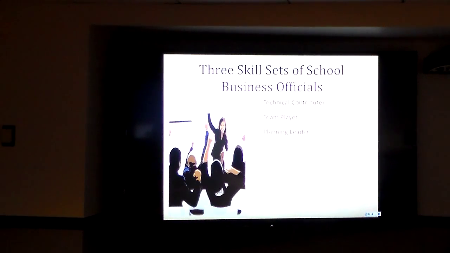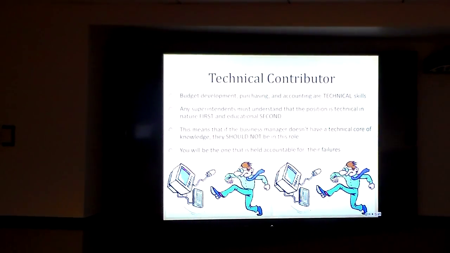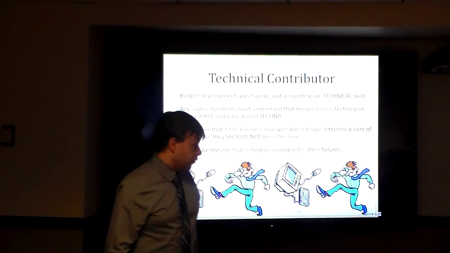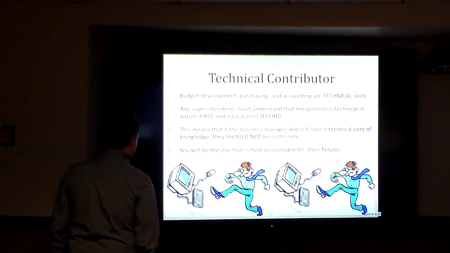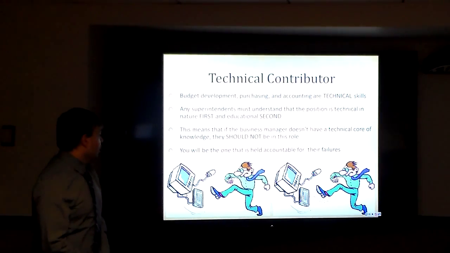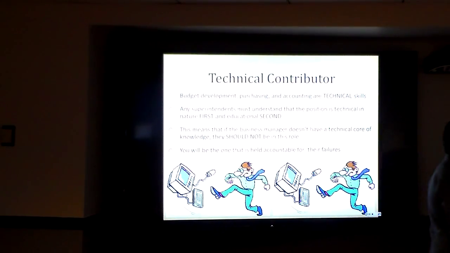So, what are their skill sets? Well, this is part of the class too. They're going to go over the 3 different skill sets that a business manager should have. So, technical. Budget development, purchasing, and accounting are the technical skills that a business manager should have. Superintendents should understand that this is a technical position first and an educational position second. If the business manager just doesn't understand development, purchasing, and accounting, they should not be in the role. So yes, their graduate degree should be in business, not in education.